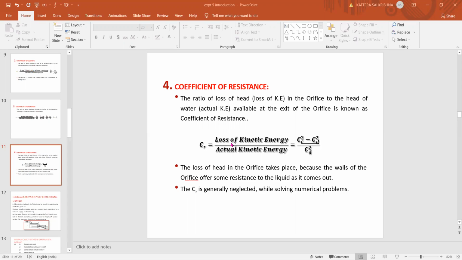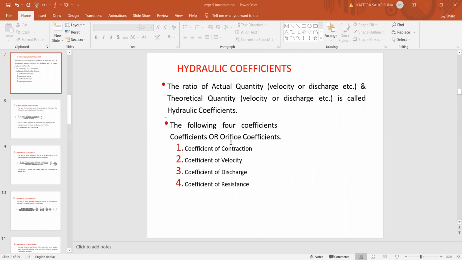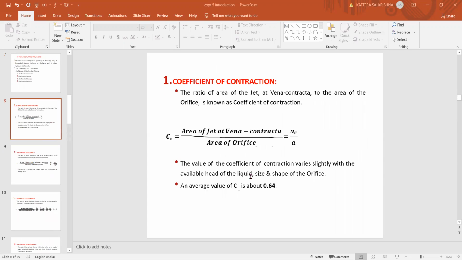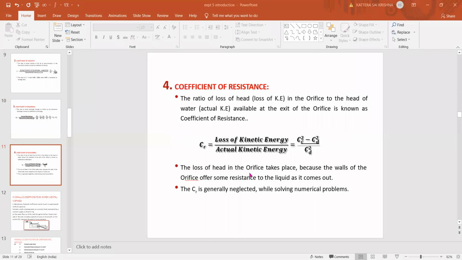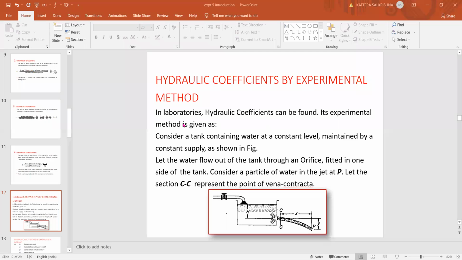So these are the four types of hydraulic coefficients which you have seen: coefficient of contraction, coefficient of velocity, coefficient of discharge, and coefficient of resistance. Next we'll see how we do the experiment in the laboratory for the hydraulic coefficients by experimental method. Let us consider a tank like this containing water, maintained with some water in it, and a hole or an orifice is here.